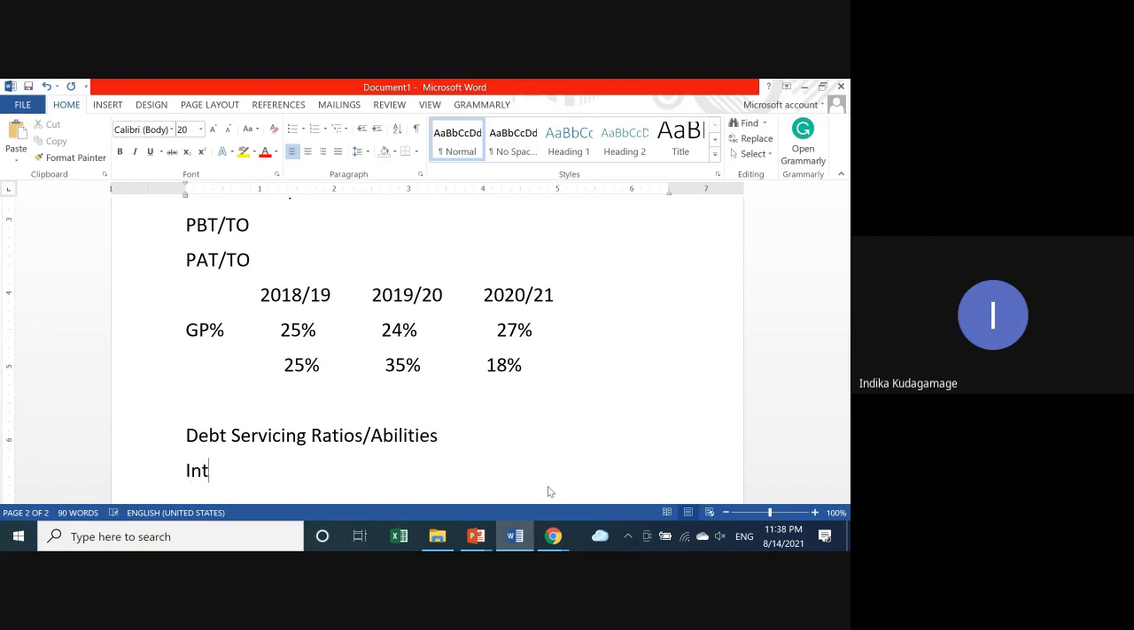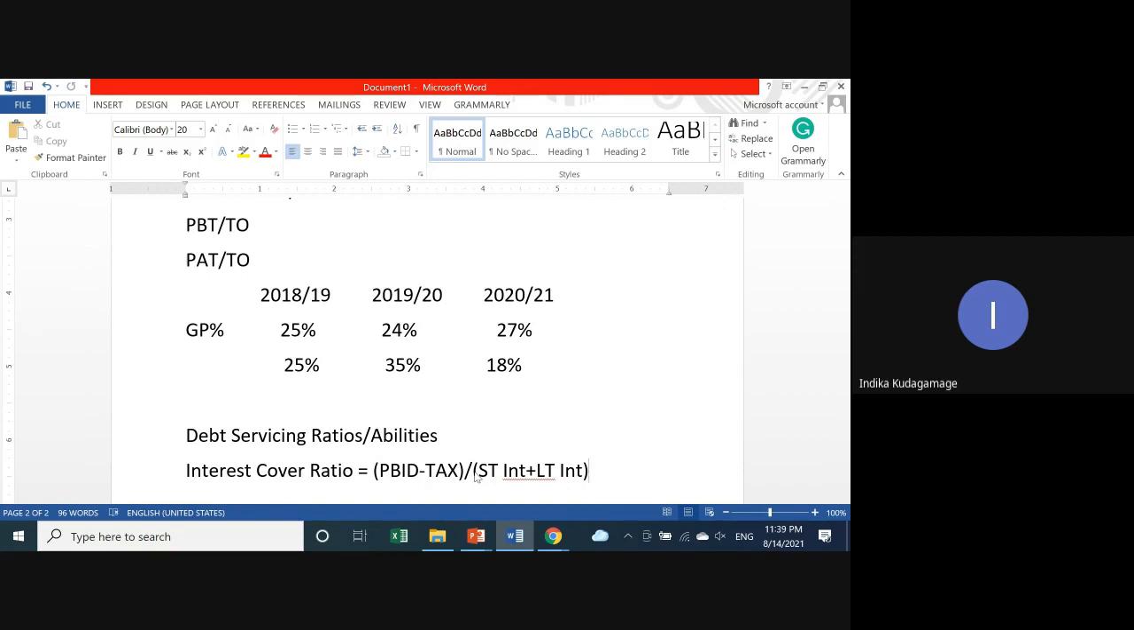First one is the interest cover ratio, which is equal to profit before interest and depreciation minus tax, divided by short-term interest plus long-term interest. Interest cover ratio.